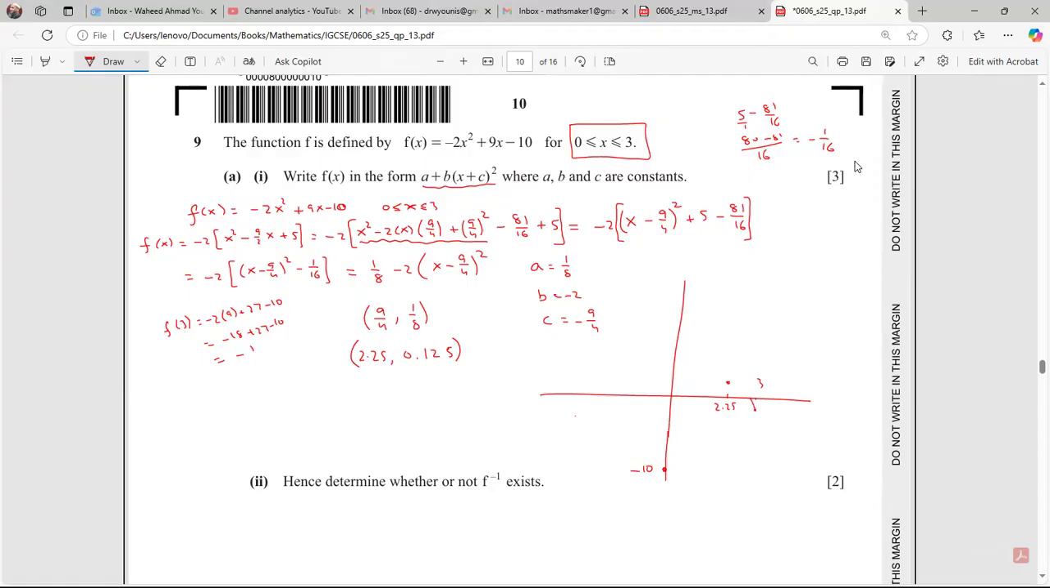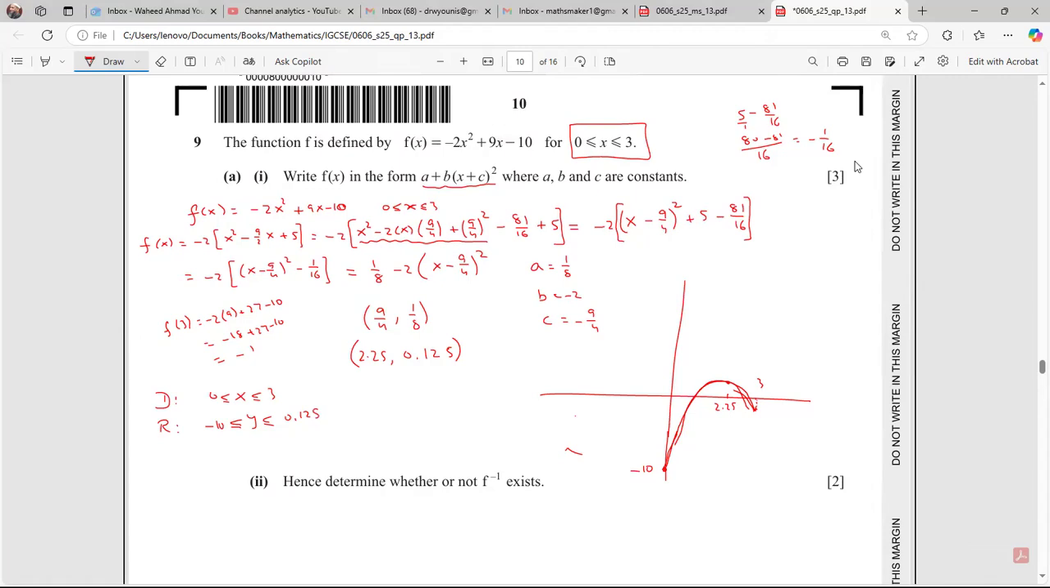So the graph is something like this. It goes like this. Okay, so it's a parabola opening down, and its domain is 0 to 3. So you can see that the domain of this function is x between 0 and 3, and the range of this function is y greater than minus 10 and less than 0.125, or 1 over 8.